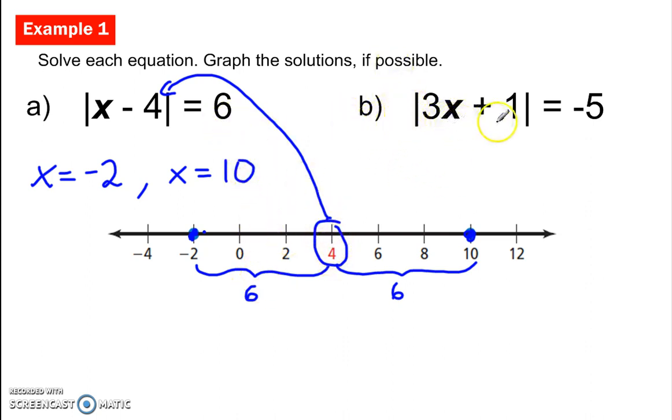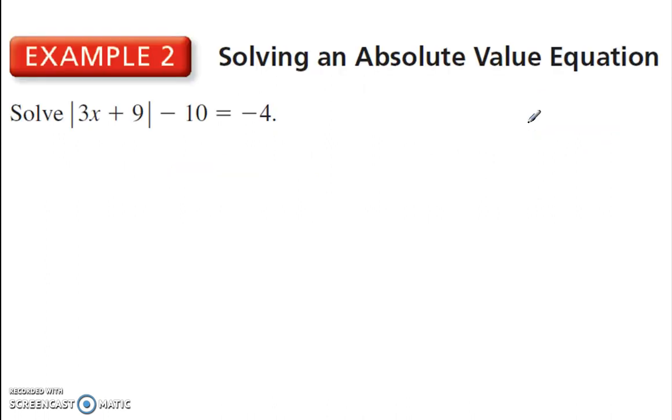Okay, example B. Can the absolute value of anything ever be a negative number? No. So this is not possible. You cannot solve that. All right. We want to solve an absolute value equation. We first want to get the absolute value by itself. If there's anything outside of that, get rid of this. So we're going to add 10 to each side.